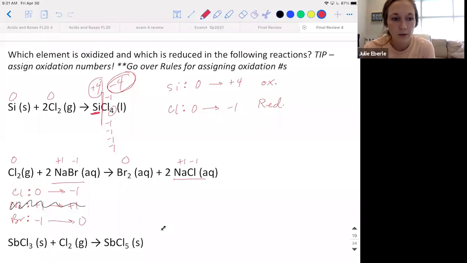Yeah, Grayson, both compounds were +1, -1. Maddie asked about the coefficient. Nope, coefficients have nothing to do with it. That's just for balancing. You are not paying attention to these numbers when you're assigning oxidation numbers.